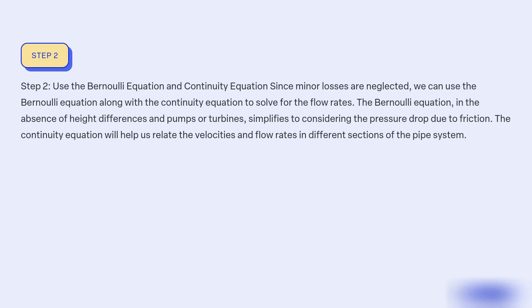Step 2. Use the Bernoulli equation and continuity equation. Since minor losses are neglected, we can use the Bernoulli equation along with the continuity equation to solve for the flow rates. The Bernoulli equation, in the absence of height differences, pumps or turbines, simplifies to considering the pressure drop due to friction. The continuity equation will help us relate the velocities and flow rates in different sections of the pipe system.